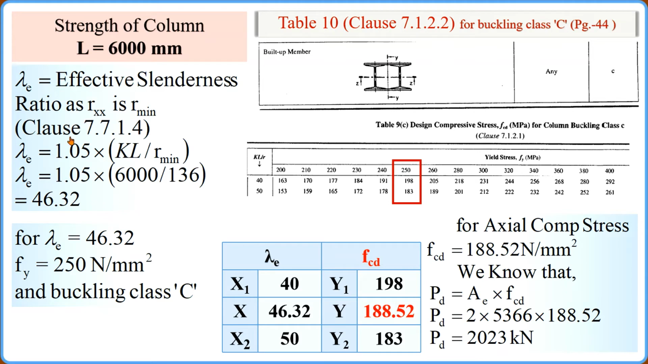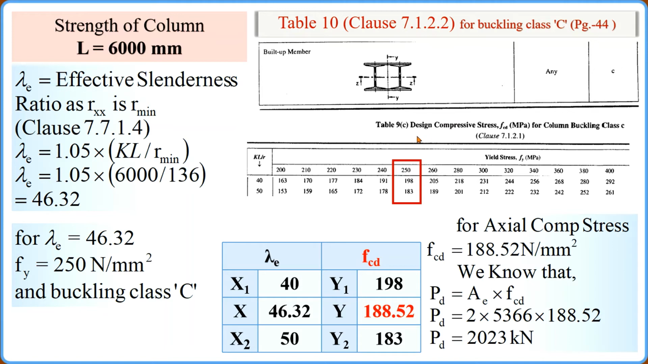So here for the height equal to 6000 mm, the lambda we are getting is 46.32. That is 1.05 into 6000 divided by 136, where 136 is nothing but the minimum radius of gyration. So 46.32 is the lambda, and Fy is 250, buckling class C. Again, for any built-up section, buckling class is C.